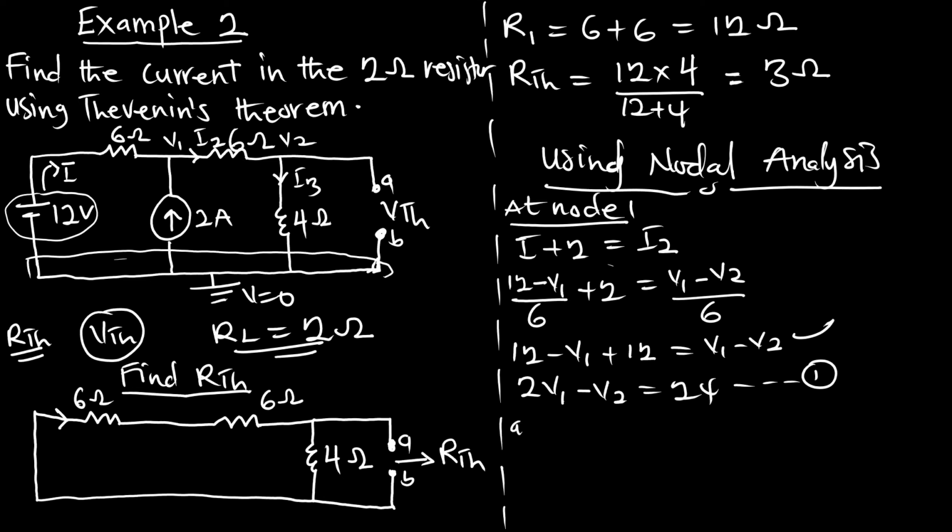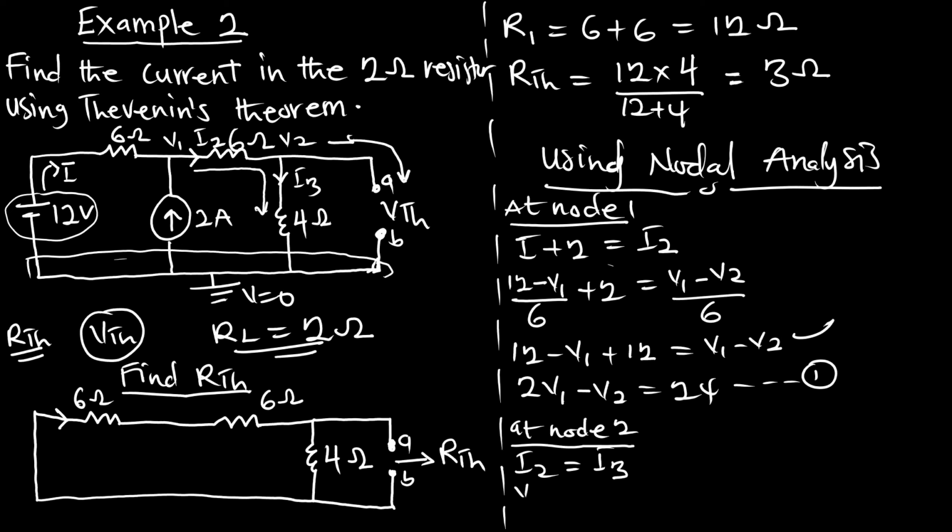Now at node 2, at the second node, what do we also have at the second node? At the second node, you can see that the current I2 is coming from this side. And remember, this same current is going to pass through this part because if it is going to split, this part is open, so there's no current going to flow. So our I2 current is the same current as what? I3. So now we write it in terms of voltage.